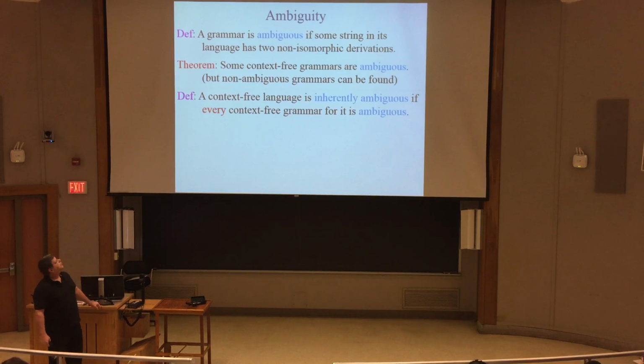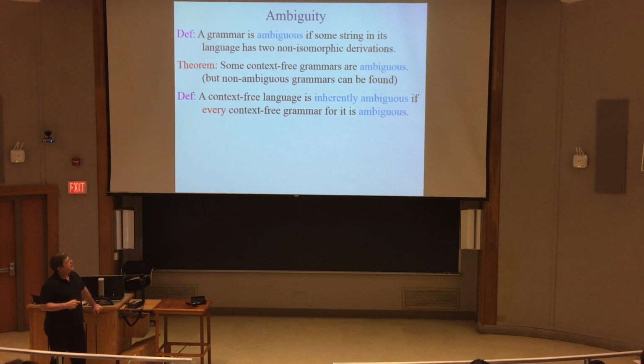Proof technique for equality of sets. So a grammar is ambiguous if some string in it has two non-isomorphic derivations. It turns out that, as we saw already, some context-free grammars are ambiguous. We've already seen several examples of that. But it gets a little worse than that. Some context-free languages are inherently ambiguous.